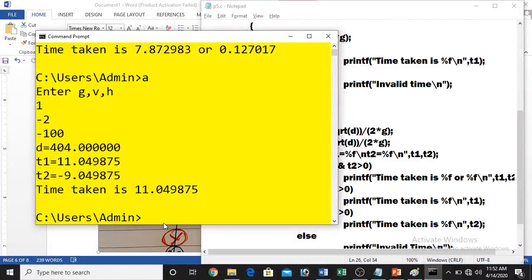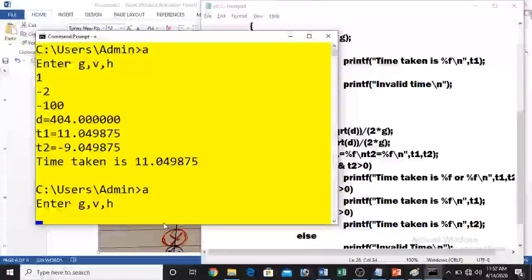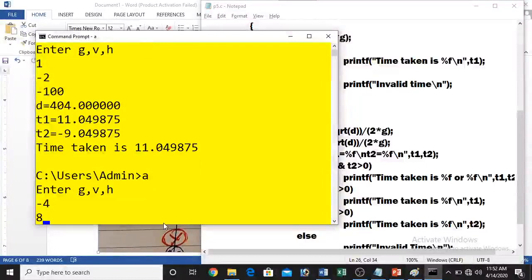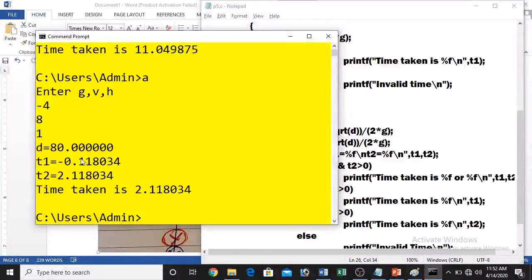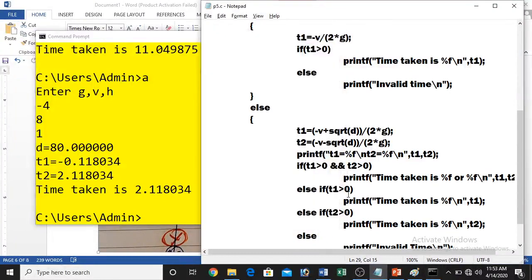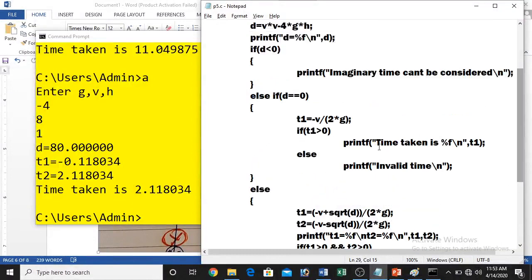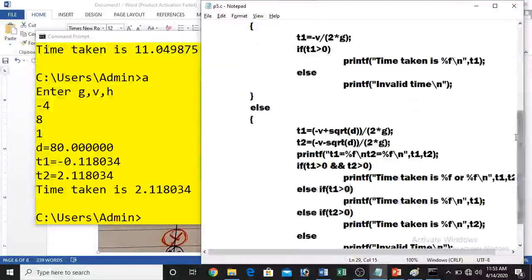Now again I'll run this. I'll enter -4, 8 and 1. You can see T1 is negative and T2 is positive. So we are going to consider the positive value, 2.1108. This is what exactly our program is. See, for the quadratic equation, there are three different cases that we may get with respect to the discriminant value: positive, negative and 0. With respect to that, we identify the case and solve the problem. Thank you.